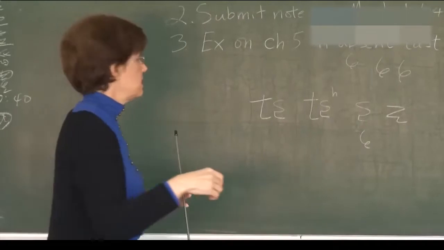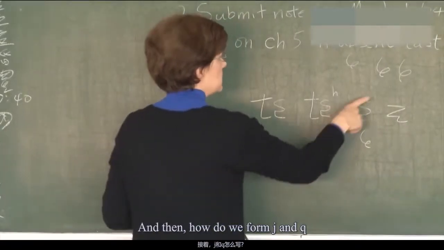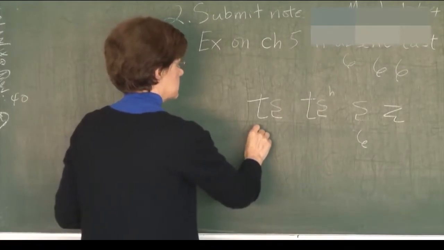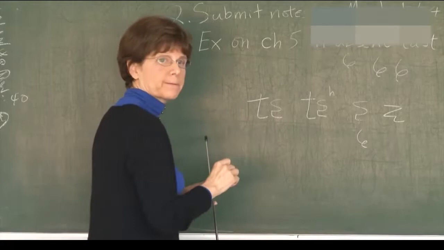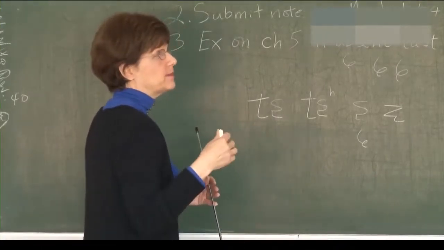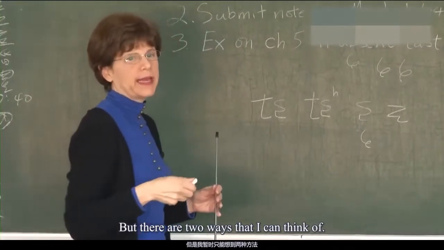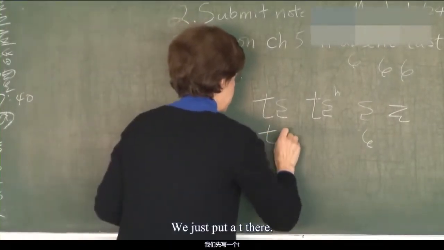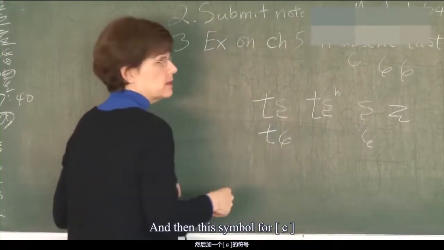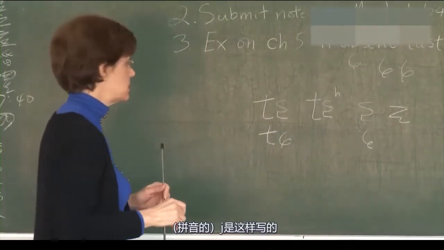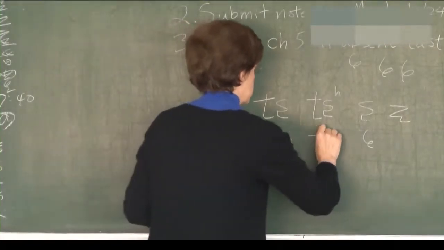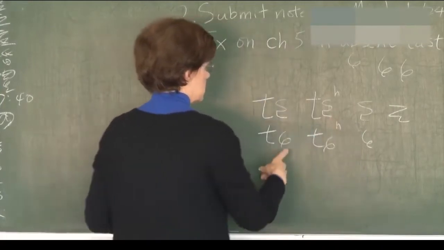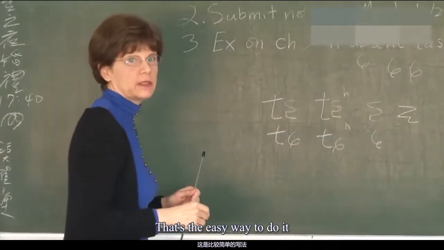Everybody got it? And then, how do we form 机 and 气 now that we know how to write 气? How do we write it? There are two different ways. Well, there are more than two ways, but there are two ways that I can think of. I'll teach you the more common one, but I'll tell you about the less common one. We just put a T there, and then this symbol for 吸, 机, 是这样写的. So what's this one going to be? T, and this plus a raised H. 机, 气, 吸. That's the easy way to do it.